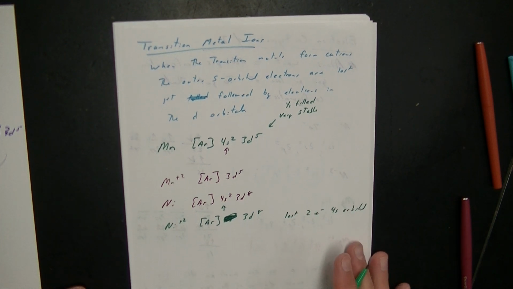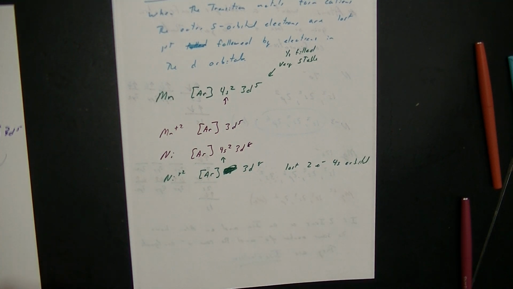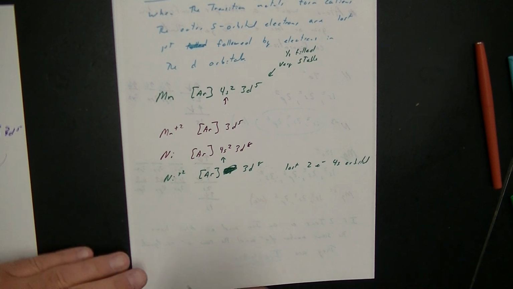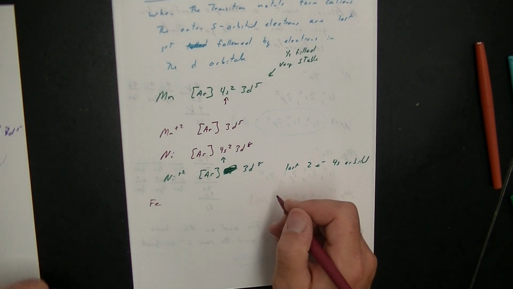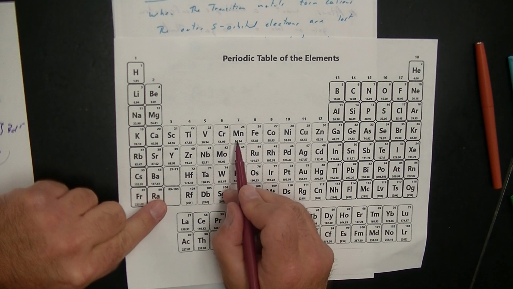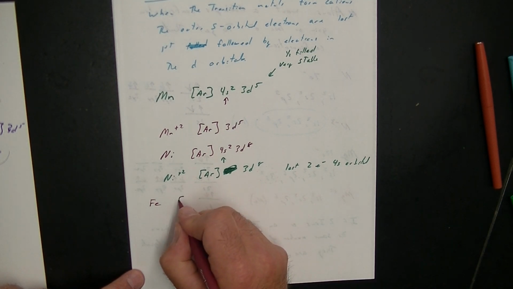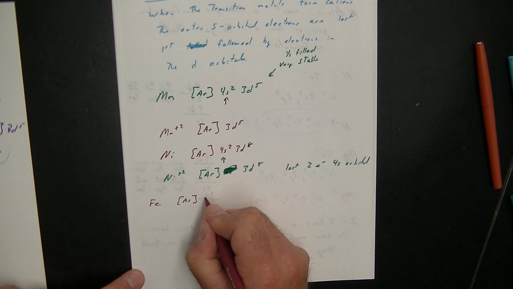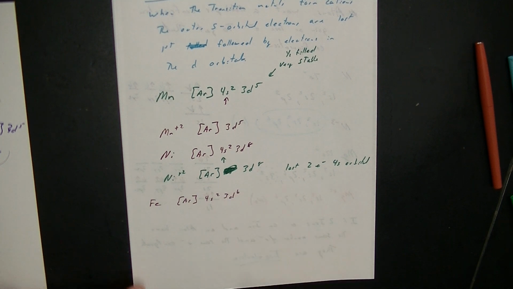Now, let's look at iron. Iron has an electron configuration that's right next to our manganese. So it has an electron configuration of Ar 4s2 3d6. Now, iron tends to make 2 different oxidation states.